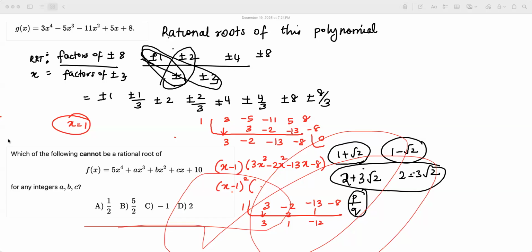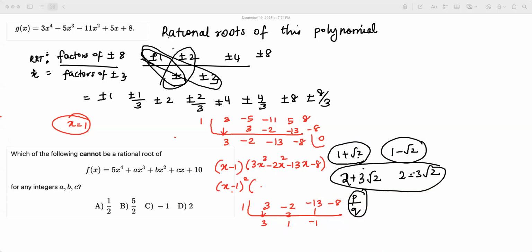Guys, what is going on? Okay, thanks for erasing. Okay.